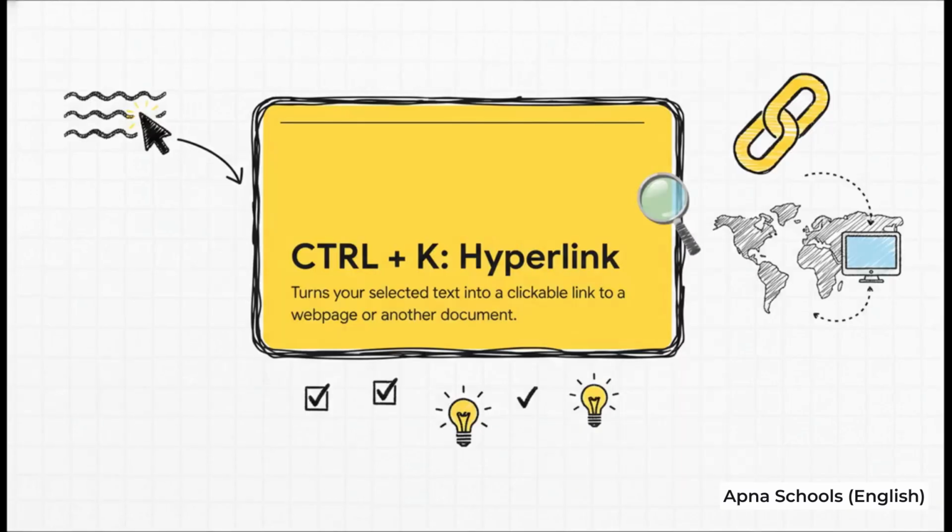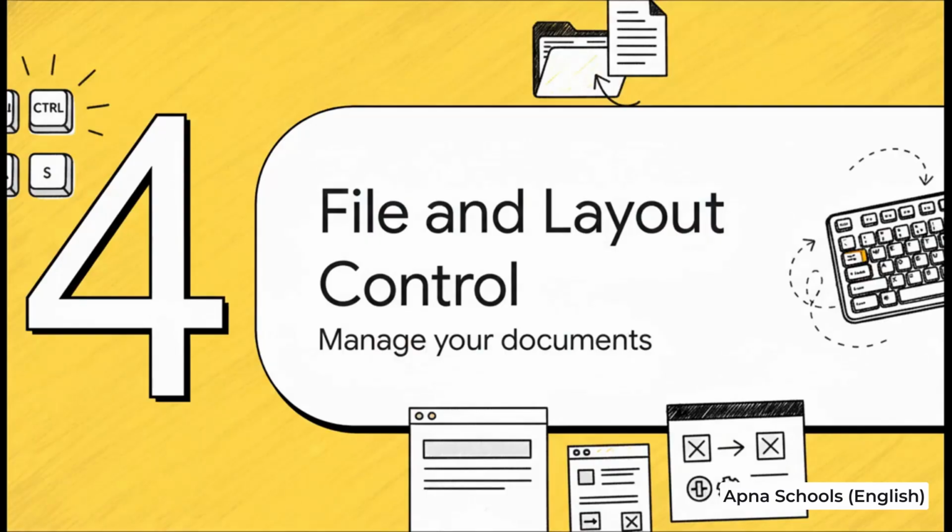Game changer. Now, for anyone out there who's connecting ideas, this next shortcut is absolutely essential. You just highlight a phrase, press Control+K, and you can instantly turn that text into a clickable link. It's perfect for adding sources or references without ever breaking your stride. Right, so keyboard shortcuts aren't just for the text inside your document. Nope, they also give you command over the files themselves and the entire layout of your page.